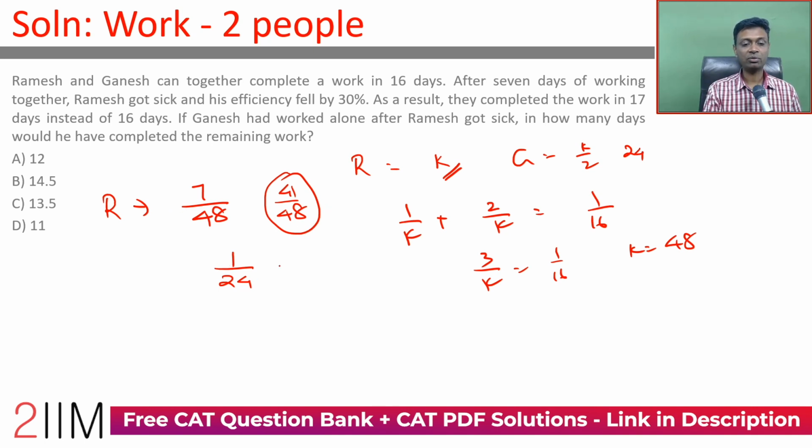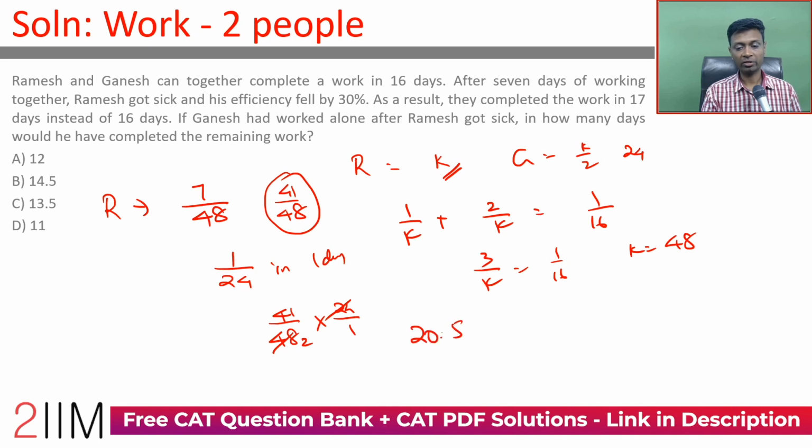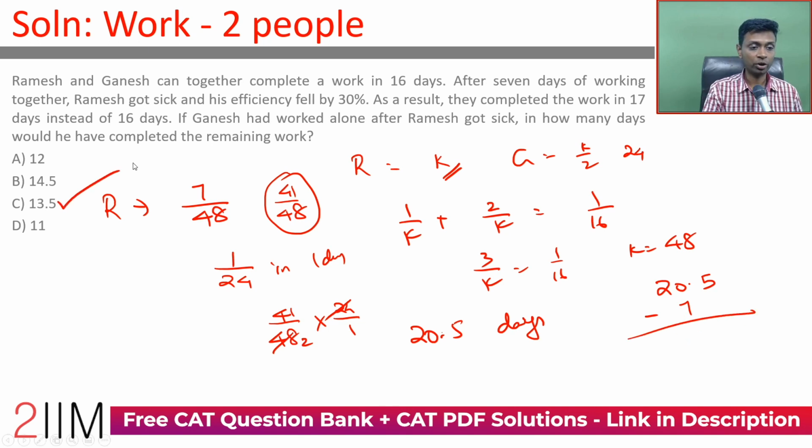Ganesh can do 1 by 24 in 1 day. Or totally he'll have to do 41 by 48 into 24 by 1. That many days he will take. Or 41 by 2, 20.5 days totally. So he'll finish in 20.5 days. If Ganesh had worked alone after Ramesh got sick, that means Ramesh has worked for 7 days. After 7 days, Ramesh disappears. So 20.5 is when Ganesh would have finished it. Minus 7, that's 13.5. That's what you're looking for.